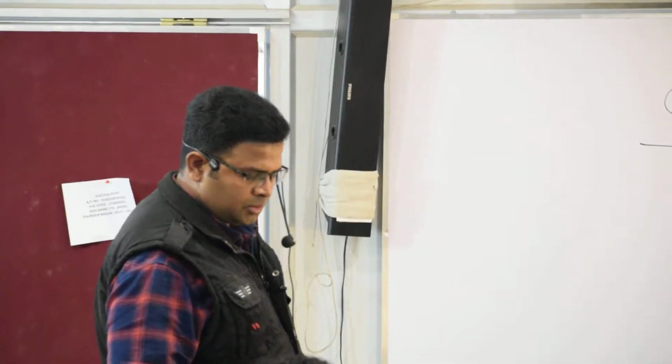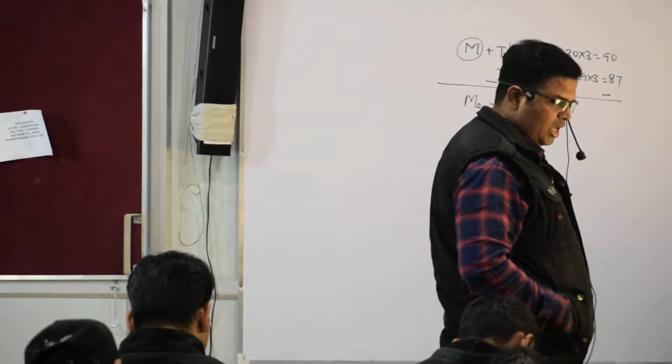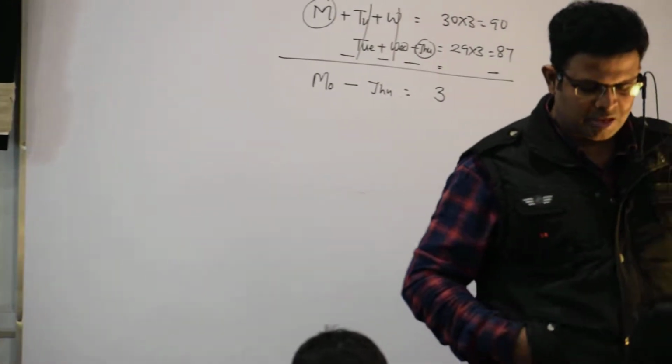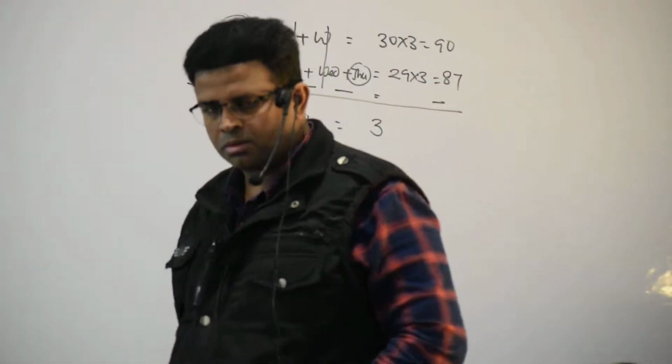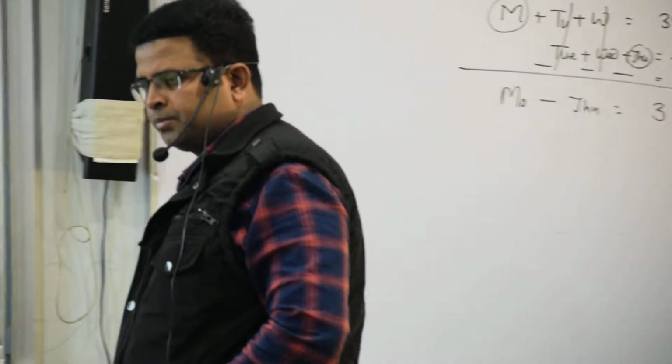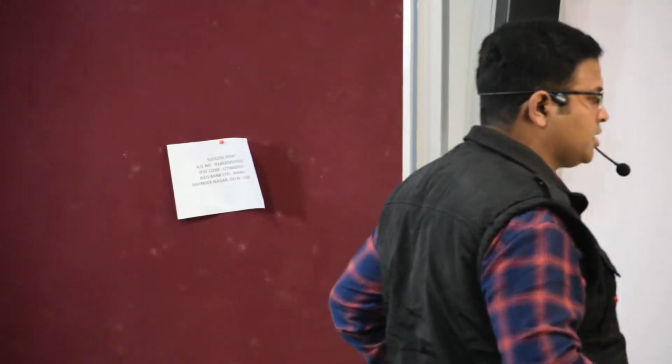And the Thursday temperature was given what? 20. So Monday minus 20 equals to what? 12. And 20 will go that side, it will become 32. Temperature of Monday will be what? 32 degrees Celsius.